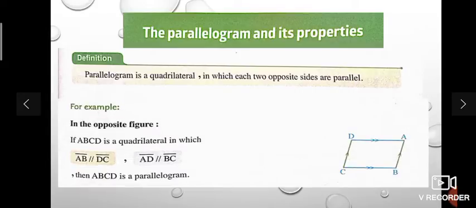For example, this parallelogram: AB parallel to DC, and AD parallel to BC.